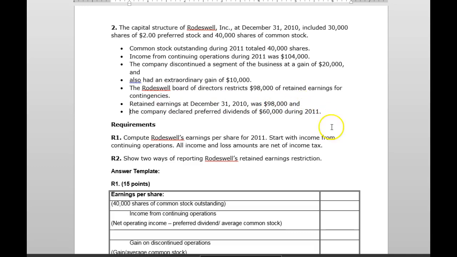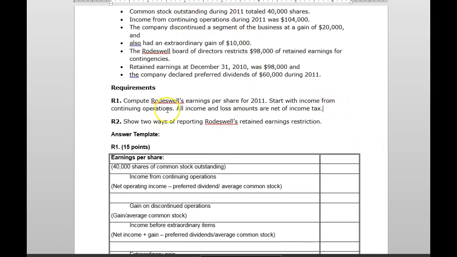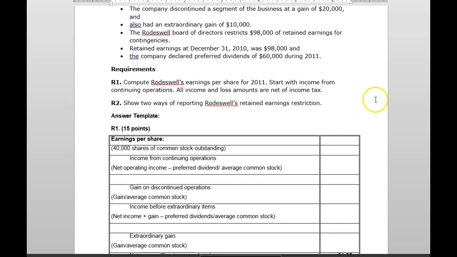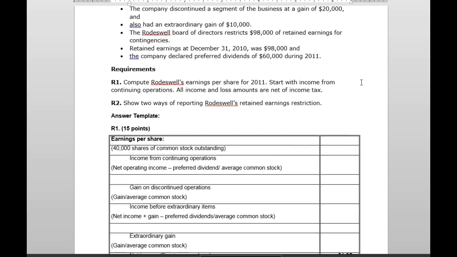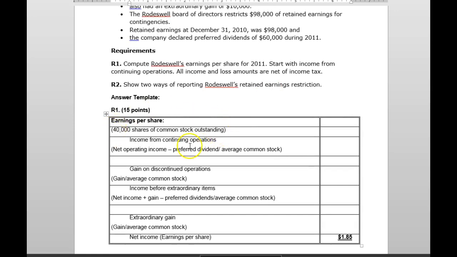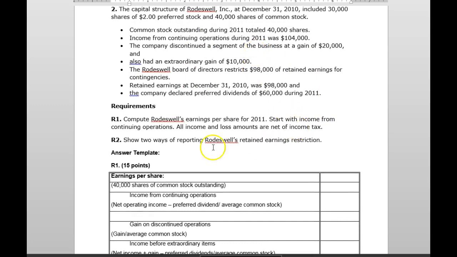Okay, so now I've got everything separated out, and it's a little bit easier to read as we go down. And they want us to create an earnings per share for 2011. And then at the end, they want us to show two ways of reporting the restricted retained earnings. So here we go. They want to know earnings per share from income from continuing operations. And all income and loss amounts are net of income tax. This means we don't have to worry about that right now.